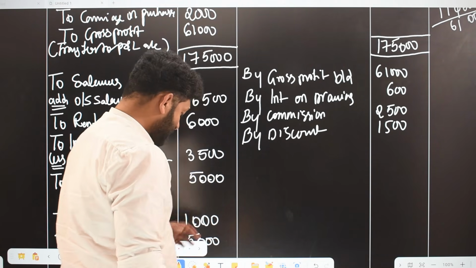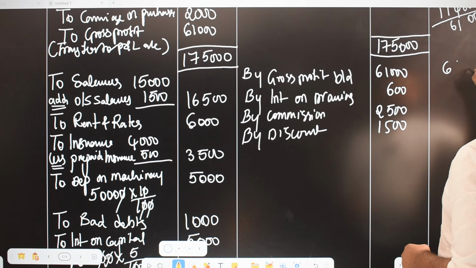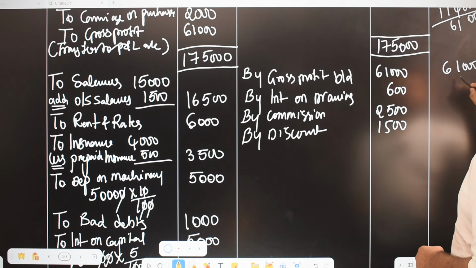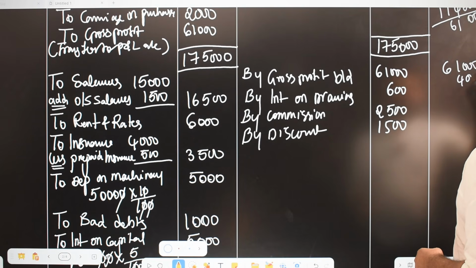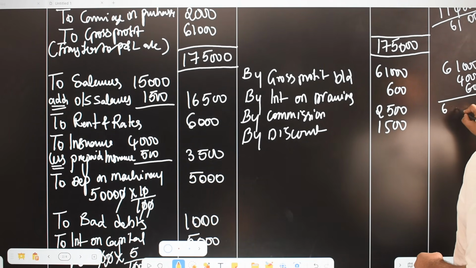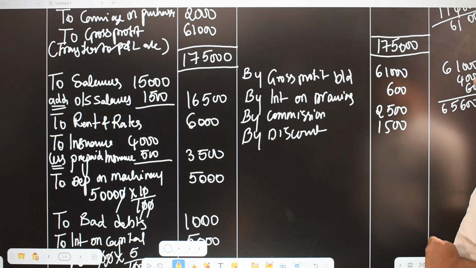I'm calculating the credit side first. Here 61,000 plus 2,500, 3,000, 4,000 plus 600. So it is 65,600. The credit total is 65,600.